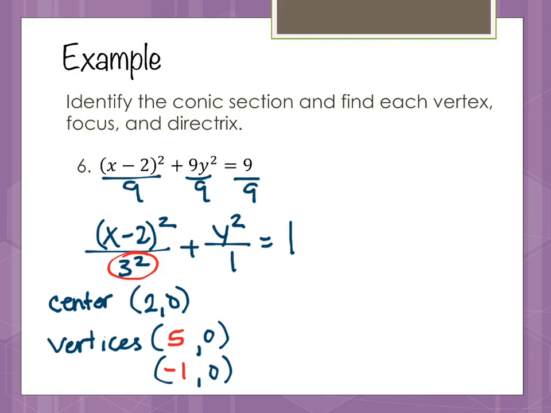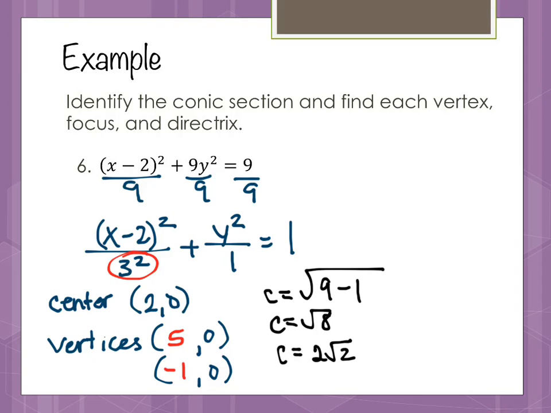And then to find my foci, I actually take c. It's going to equal the square root of the, in essence, the larger number minus the smaller number. Otherwise, we're going to end up with something non-real, right? So this is going to be 9 minus 1. Square root of 8. Somebody simplify that for me. 2 square root of 2. Very good. 2 square root of 2. So what are my foci? 2 plus or minus? Yep, 2 square root of 2. Thank you. And then 0, right?